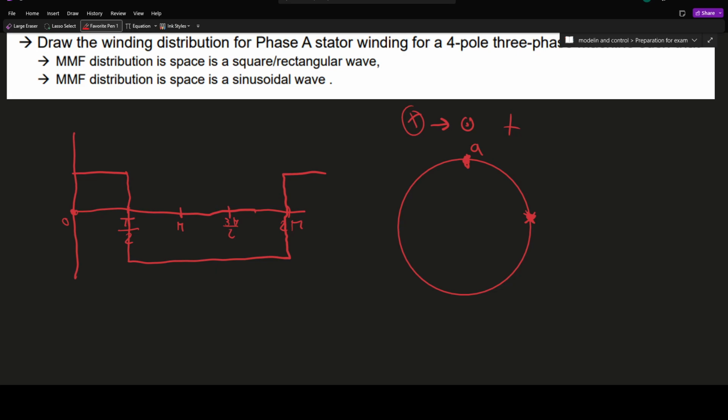Now we know they are separated by 90 degrees, so we are going to have something here and something here. So let's say that we have another cross here at pi, and we have another dot at 3 pi over 2. So we follow the same convention. We say that from cross to dot is going to be positive. For the rest, we say that it is negative.